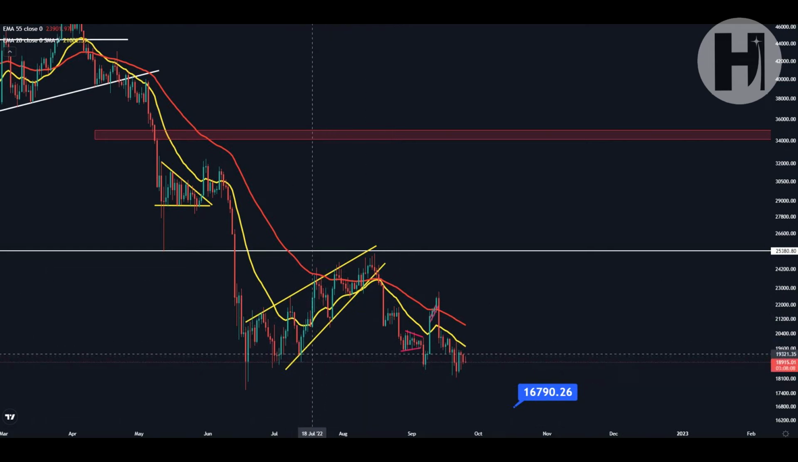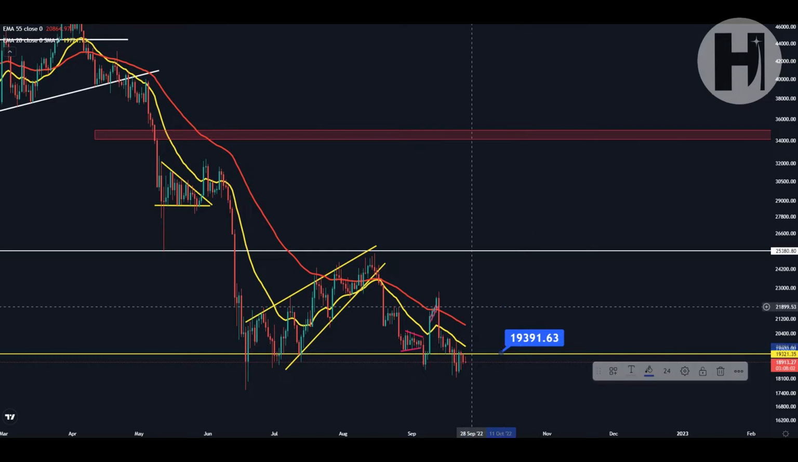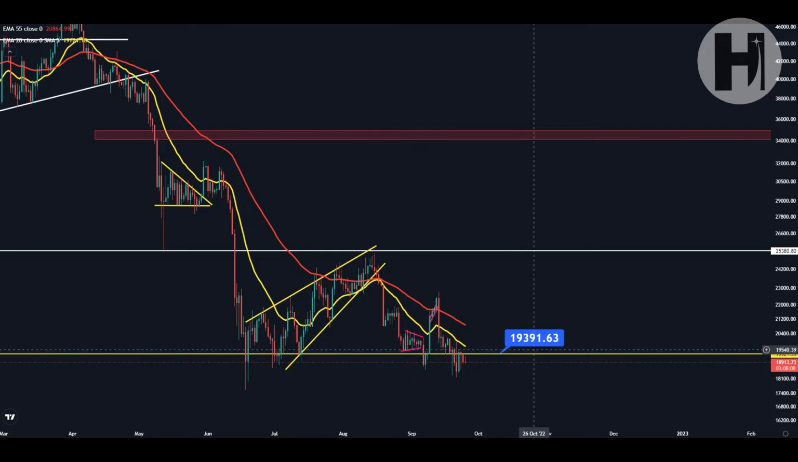So you can drop in a trend line, okay? And you're going to know that that is your technical target. So in this instance, the technical target for Bitcoin was at $19,391. And we did talk about this pattern on the channel extensively. And I did warn you guys that we are in a bearish reversal pattern or a bearish continuation pattern.